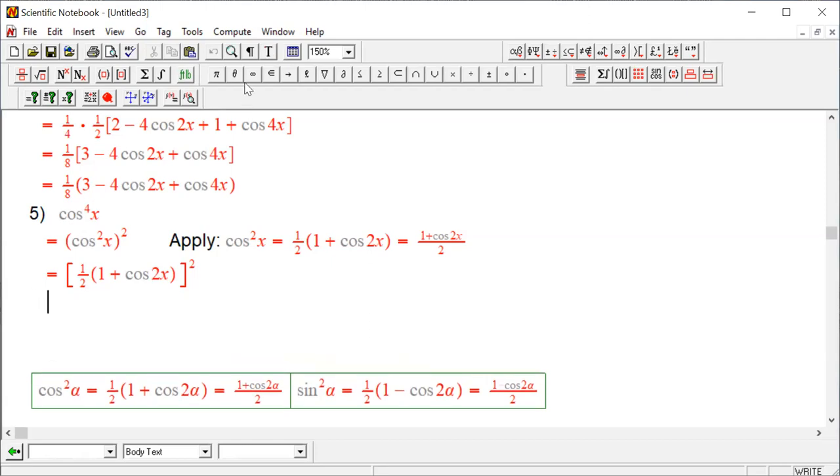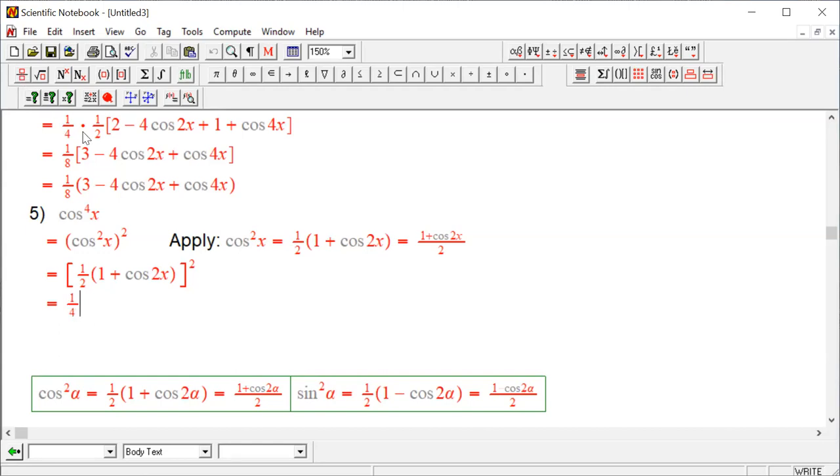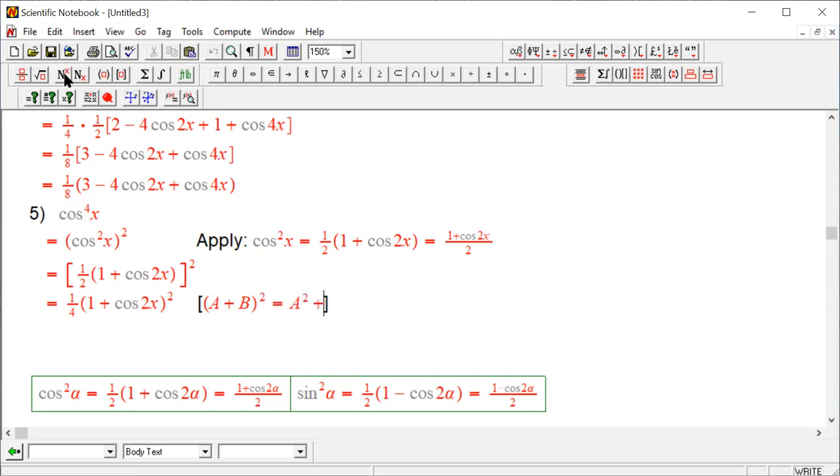And similar to what we did earlier in the previous question, we have a quarter, parentheses, and this time it is 1 plus cosine 2x squared. We just have to use a different formula here. So what will that formula be? That formula is (a plus b) squared, which equals a squared, if you FOIL that, plus 2ab plus b squared.